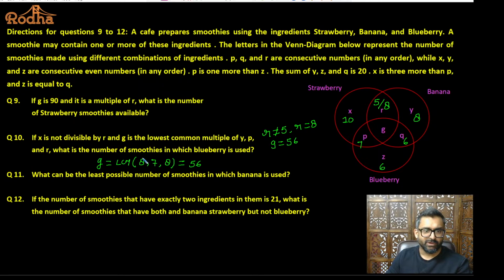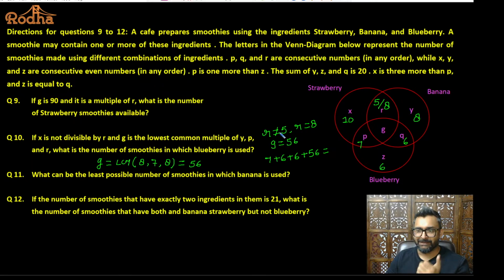Okay. Then what is the number of smoothies in which blueberry is used? We have to find out the summation of blueberry. Blueberry is what? 7 plus 6 plus 6 plus G is equal to 56. Will that be okay? Yes or no? Fine.